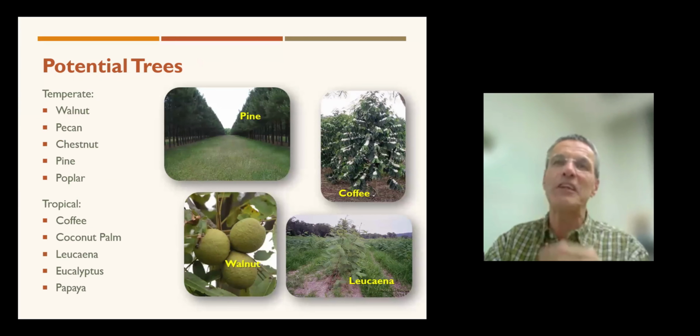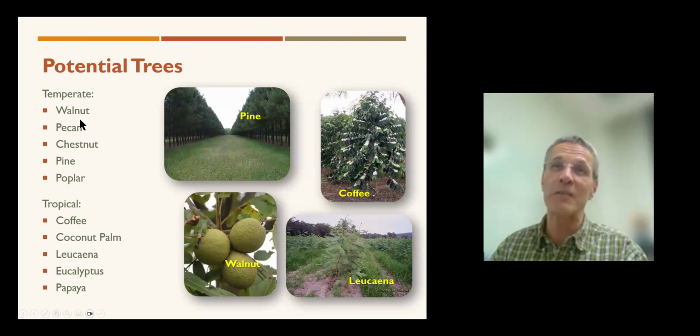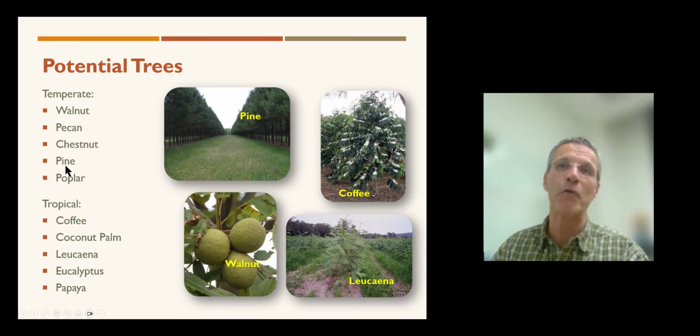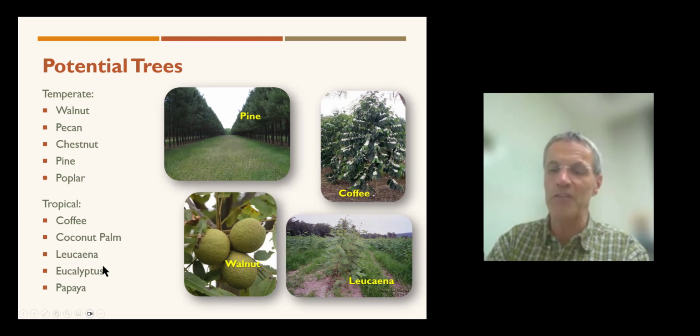In the temperate regions, yes, we use walnut because the wood is worth a lot of money, but then you have to be very careful what you grow in between. Pecan nuts, chestnuts, I use pine also and poplar for the wood. Poplar because it's super fast growing. But in tropical regions, oftentimes in alley cropping, you have coffee, you have coconut, you have leucaena because it's nitrogen fixing, eucalyptus, papaya. So all of those are potential tree species.